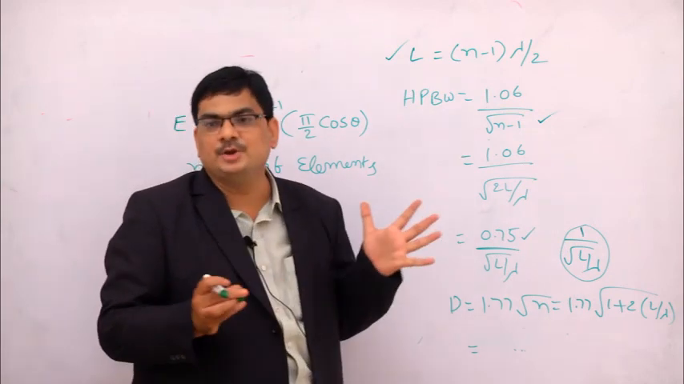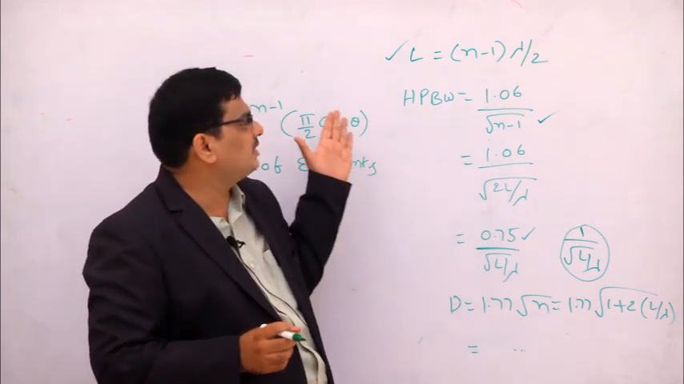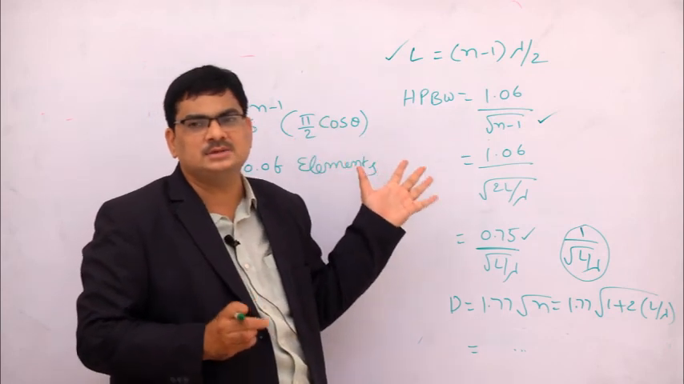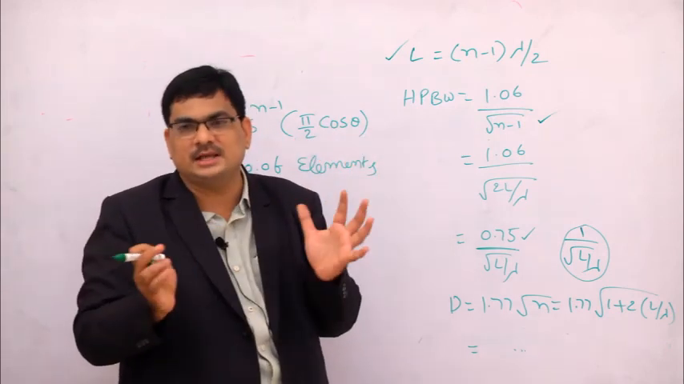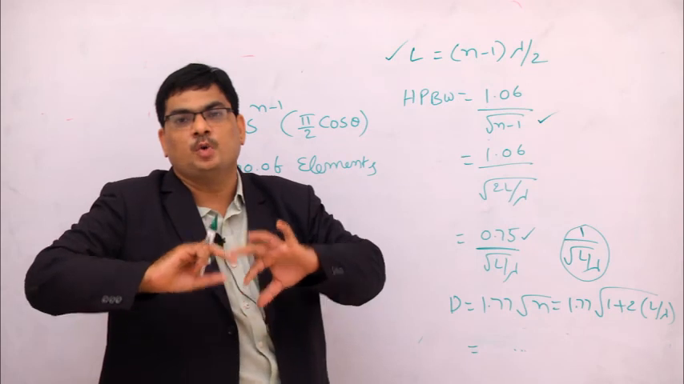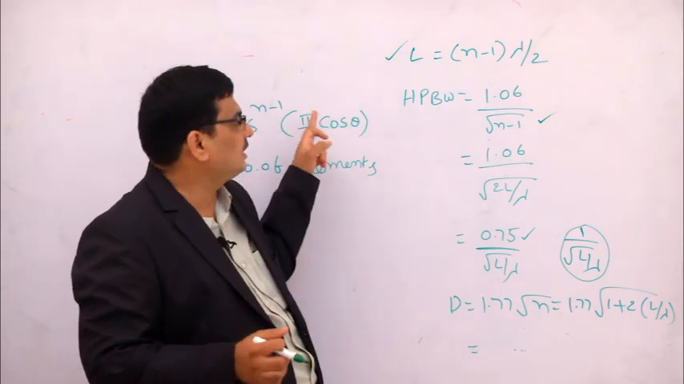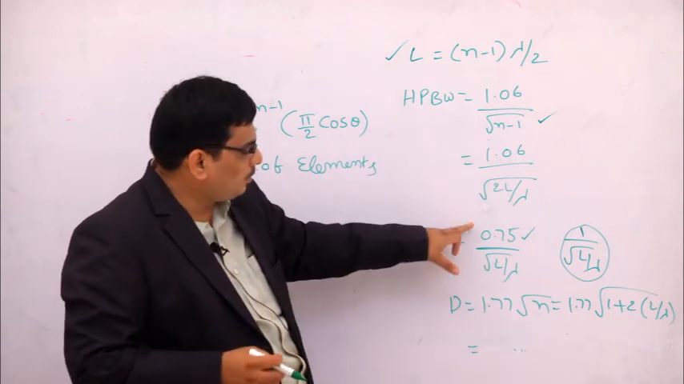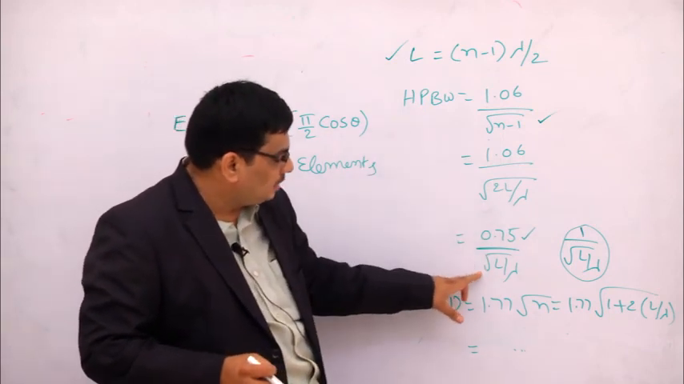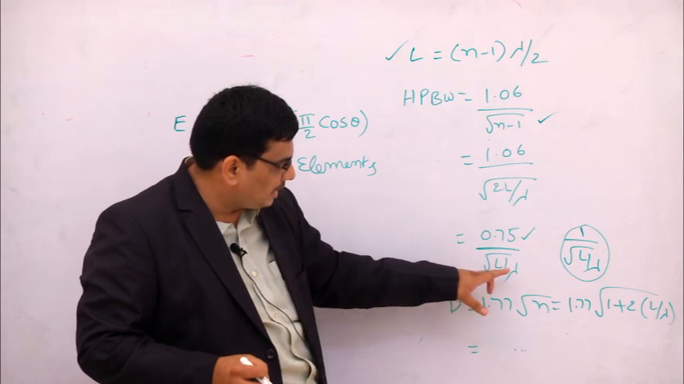As there will be no minor lobes, one of the disadvantages of the binomial array is that the beam is very much broadened. That is the only disadvantage of this array. The beam is broadened, so 0.75 by root over L by lambda.